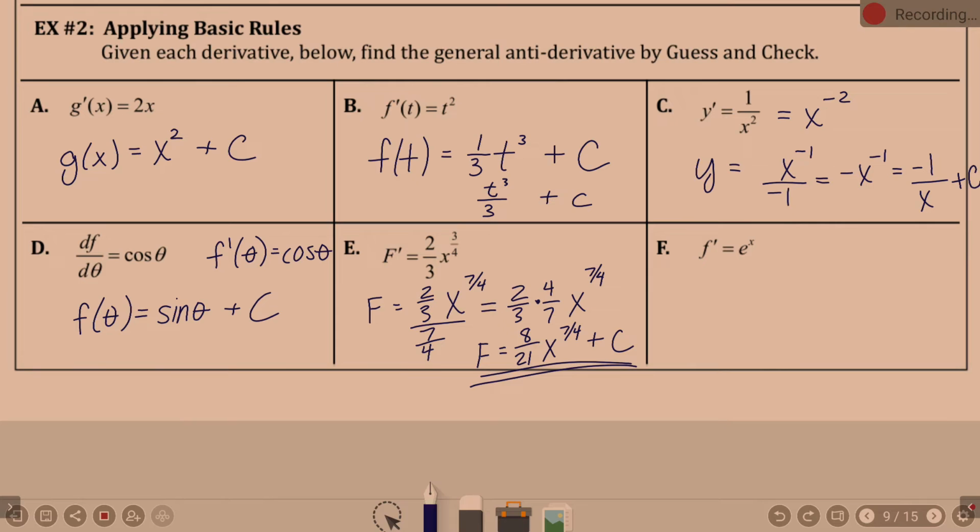So f prime is e to the x. Thoughts on what the original function is? What's your guess? I would say e to the x plus c. Because what's the derivative of e to the x? Itself. So what's the antiderivative of e to the x? Itself. Okay. So some of these, like e to the x, cosine, those are rules you're just going to have to know. Take what you know about derivatives and put it into play. Some of these power rules were learning rules. Okay, it's okay. How do we reverse that? Now, let's see.